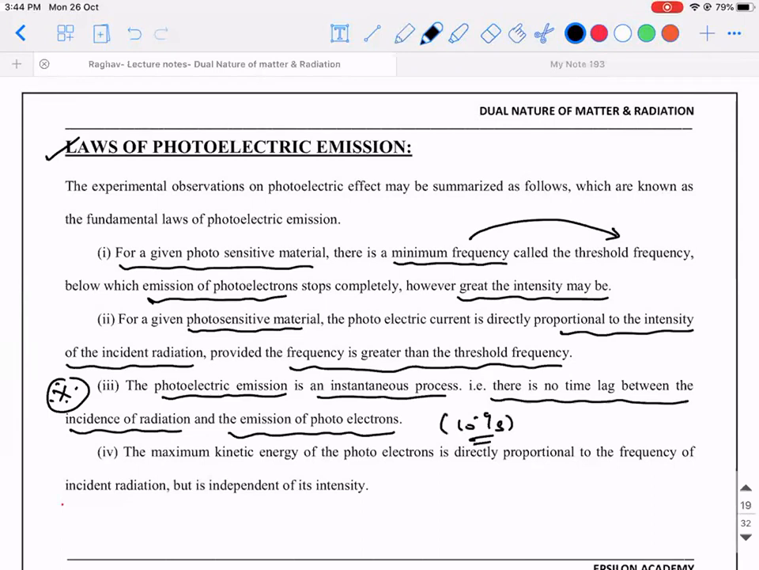And the last important law is the maximum kinetic energy of photoelectrons is directly proportional to the frequency of incident radiation, but it is independent of its intensity. This I have explained. Okay. So these are all the laws of photoelectric emission. You can just go through them. If there is any doubt, let me know. No doubts. So we'll proceed to the next topic.